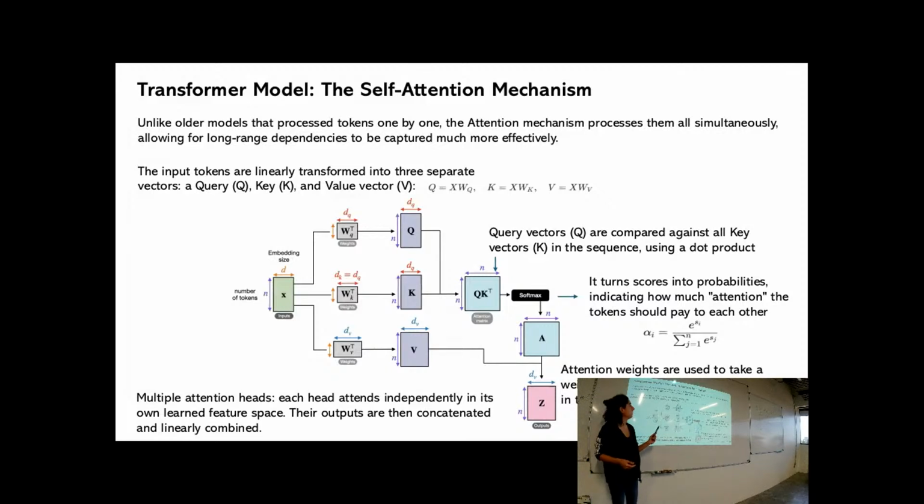What you do is a linear projection of your input, so you take each token and you project it in a d_q dimensional space through a linear combination, which is Q.